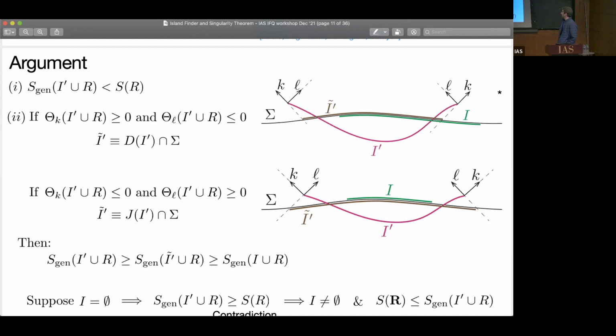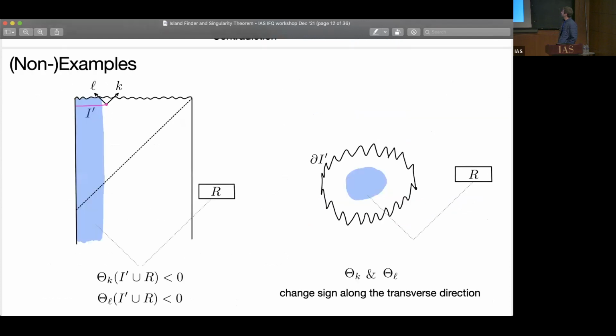Now, just to see a few examples of this. First, let's do the non-examples from before. So why was it okay for these hyperentangled regions not to have an island? They don't satisfy the sign conditions. For example, in the star example, theta k and theta L are both negative. In the Minkowski example, they have varying signs along the transverse direction.